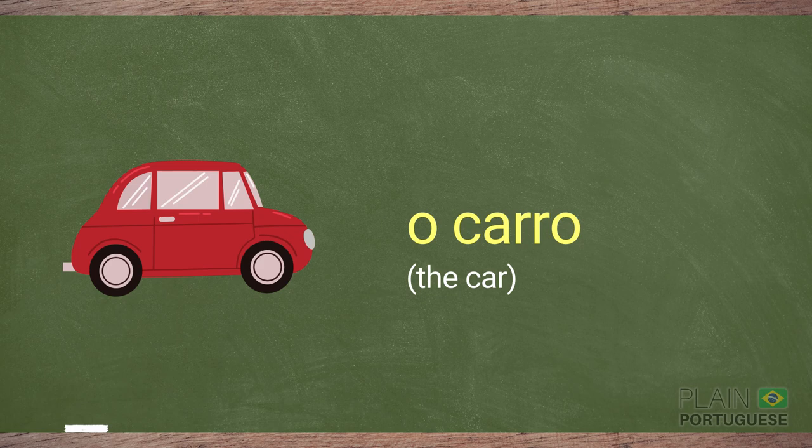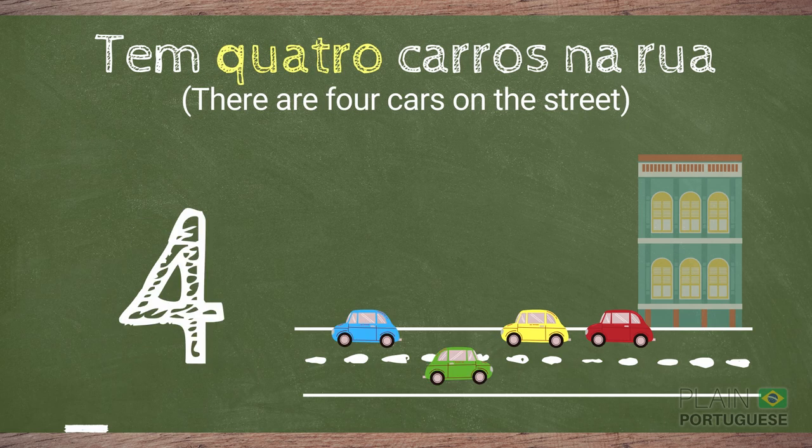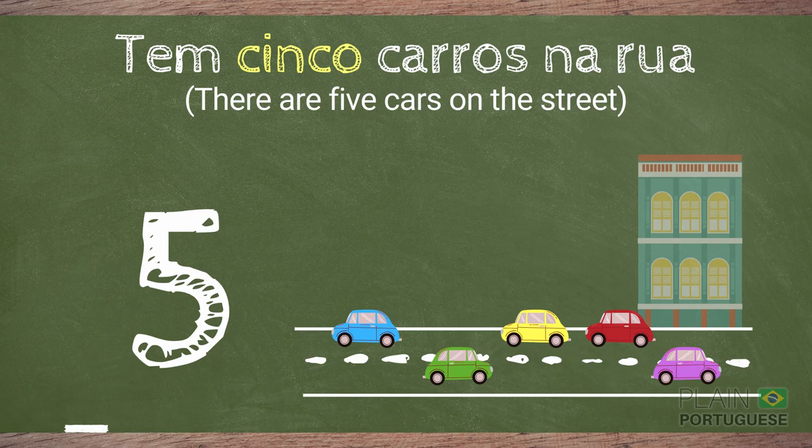O carro. There are 2 cars on the street. Tem 2 carros na rua. Repita. Tem 2 carros na rua. Tem 4 carros na rua. Tem 5 carros na rua.